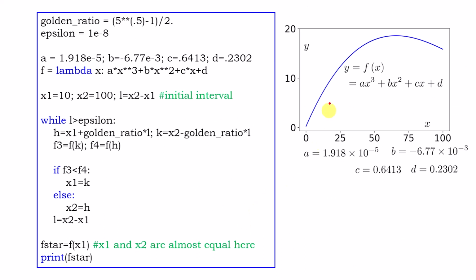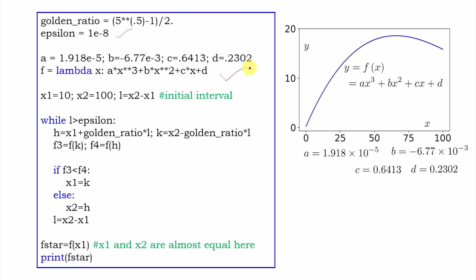So let us now see our old problem, where we were maximizing this function, that is our fuel economy, y equals f of x, ax cube plus bx square plus cx plus d, and a, b, c, d were given to us. This function comes from a regression, and we are interested to find the maximum value of y. Here we have calculated the golden ratio. You can calculate it like that, or we can simply write 0.618. That's good enough. And this is a stopping criteria epsilon.